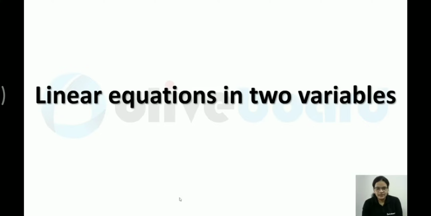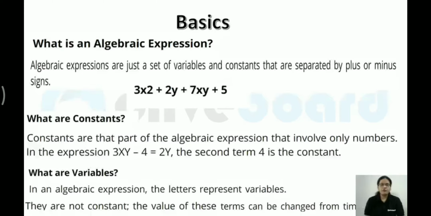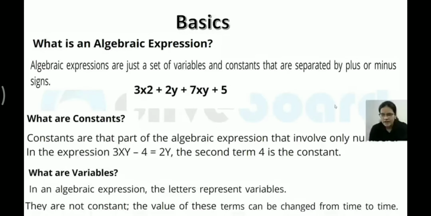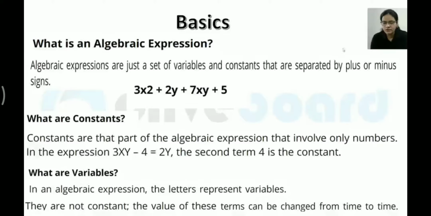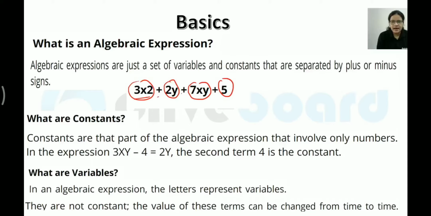So let us begin. First of all, what is the meaning of algebraic expression? Based on algebraic expression, many of the things would be solved. So read and value over here. There are certain sets of variables and constants. I'll explain what is the meaning of variable and what is the meaning of constant. They are separated by addition or subtraction sign. So you may get an equation like 4x square minus 5y plus z square is equal to 0.